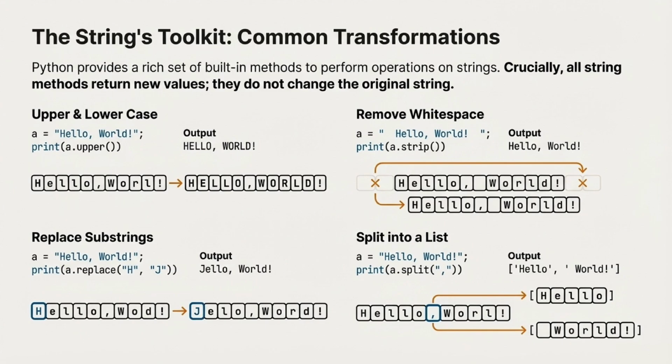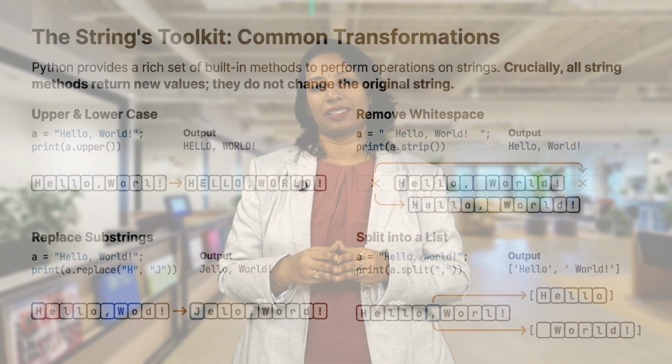Finally, let's look at splitting strings. The split() method breaks a string into a list based on a chosen separator. When we split "hello,world" using a comma, Python separates it into two elements, "hello" and "world". This method is widely used in data processing and analysis.